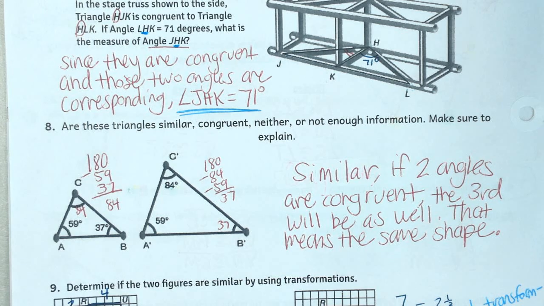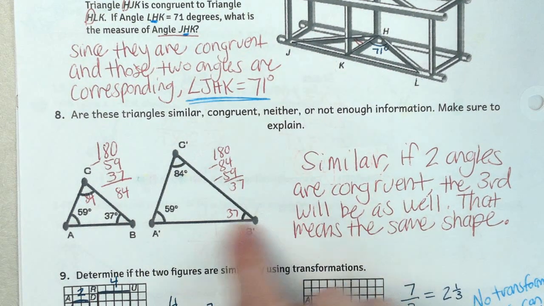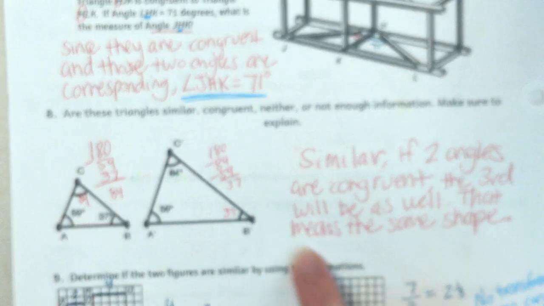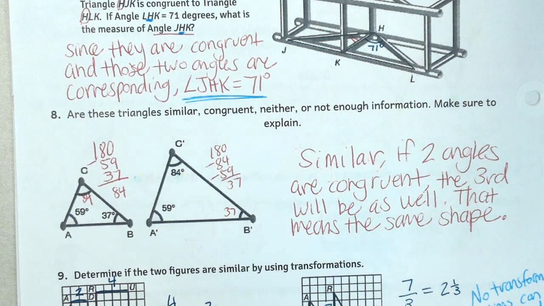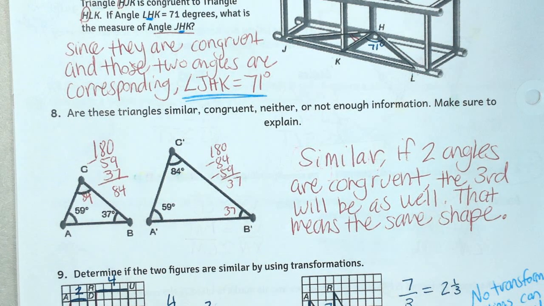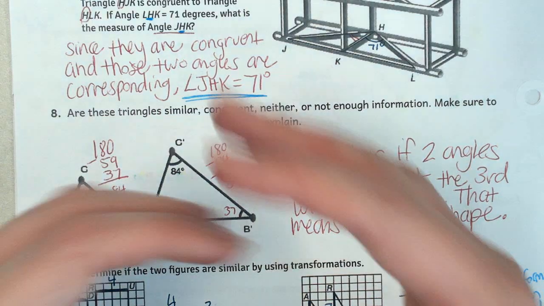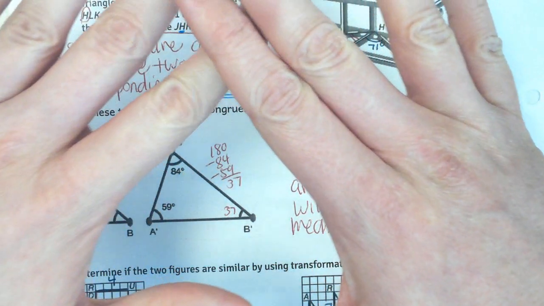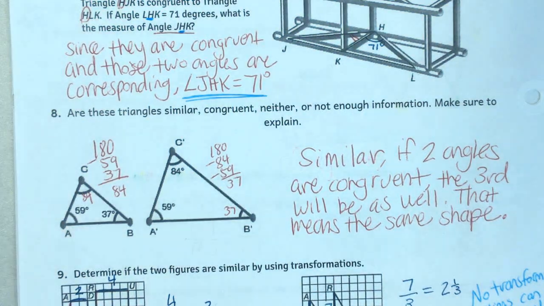That's like when you have a picture on your Chromebook, and you click and drag the corner, it still stays the exact same shape because it is getting bigger proportionally. Okay?